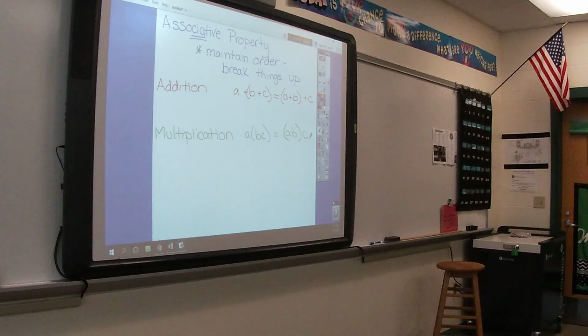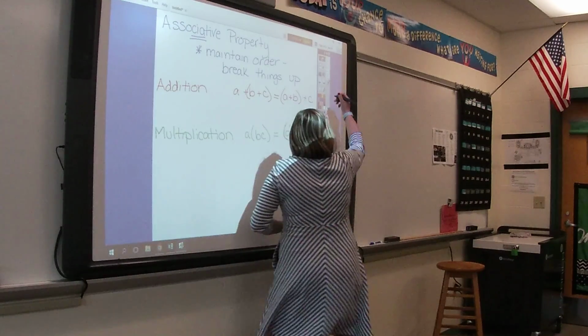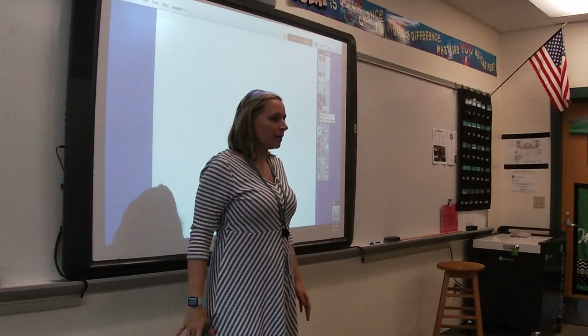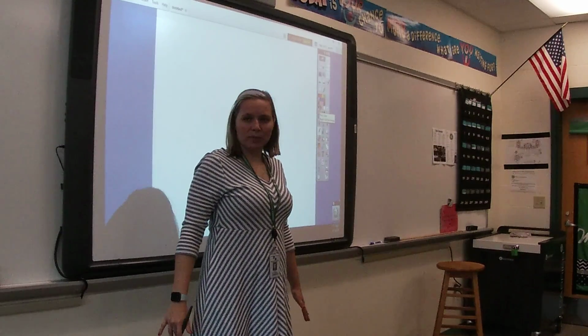How are we doing so far? Those are two of the properties that I think are pretty important. It's pretty important you know you can't subtract in a different order. And it's pretty important we understand we can change the order of multiplication, especially as we work throughout this school year. There's one more property that I think is way up there in terms of importance. Anybody have a thought as to what they think the next property is going to be? Do you remember learning these before?